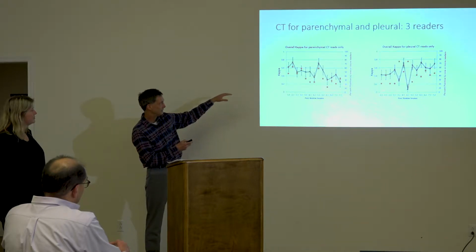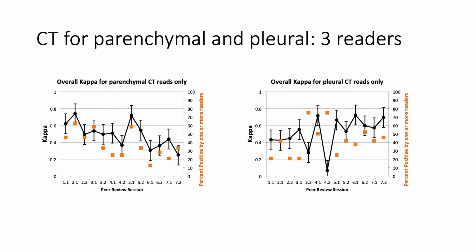What are the graphs? Yeah, so this is just looking at a kappa, agreement with standard error, over these different peer reviews. Each peer review is how many for CT? 24. 24 for CT. These orange bars just indicate, in this case, the percent positive by one or more readers, giving an indication of how many were indicated as positive by one of the 3 readers.